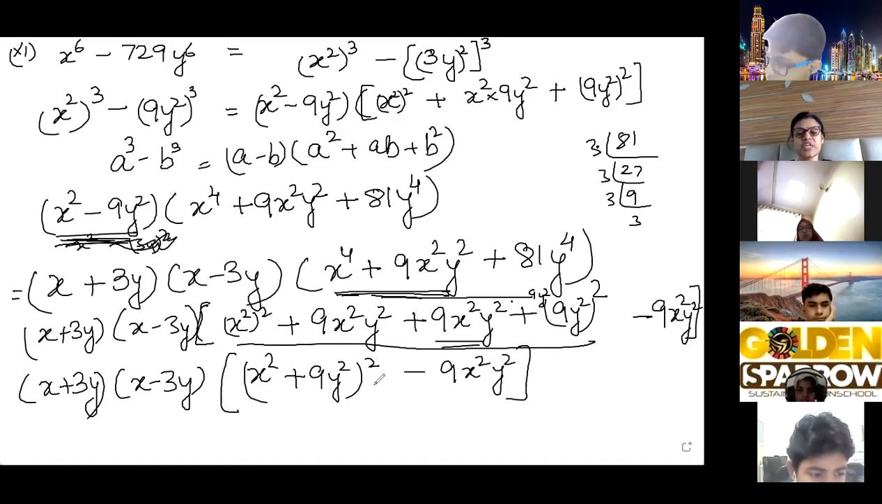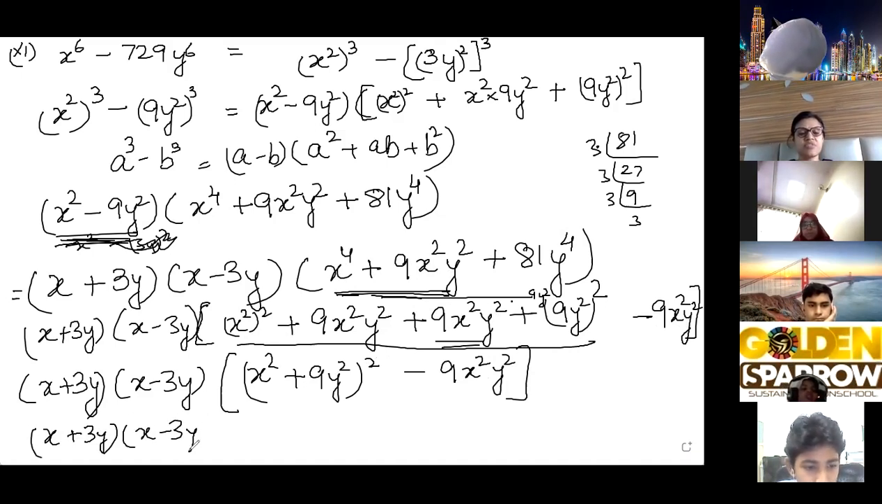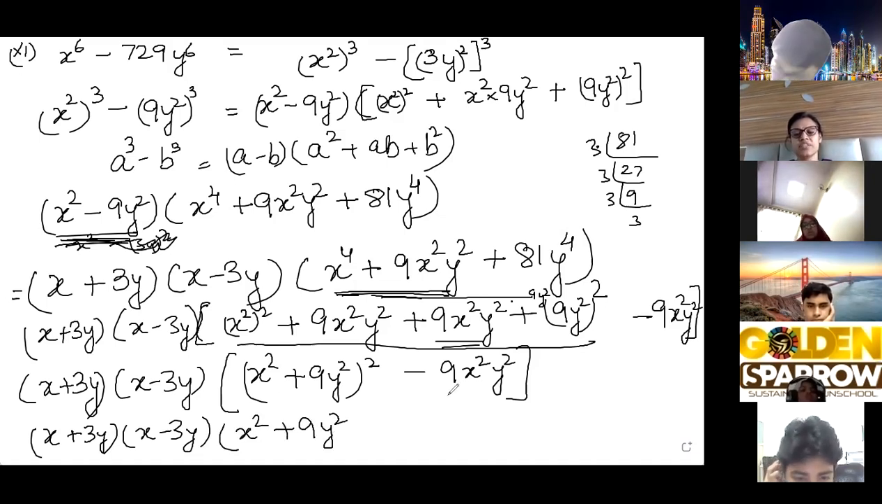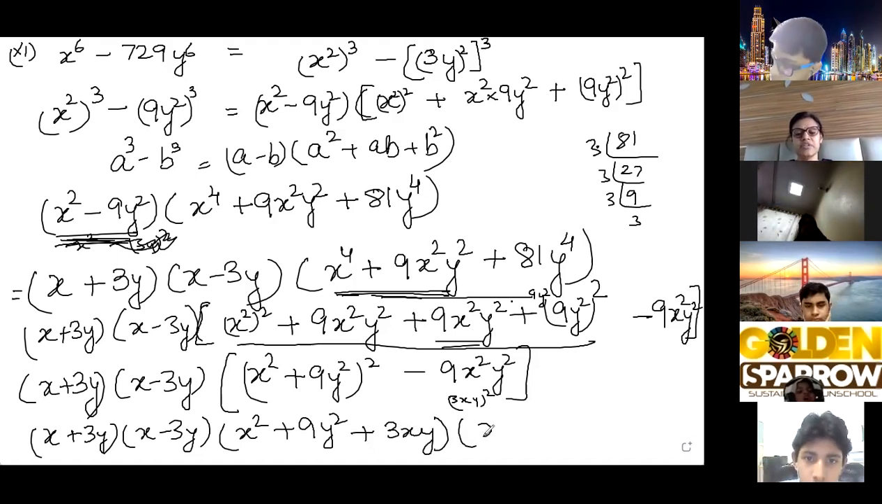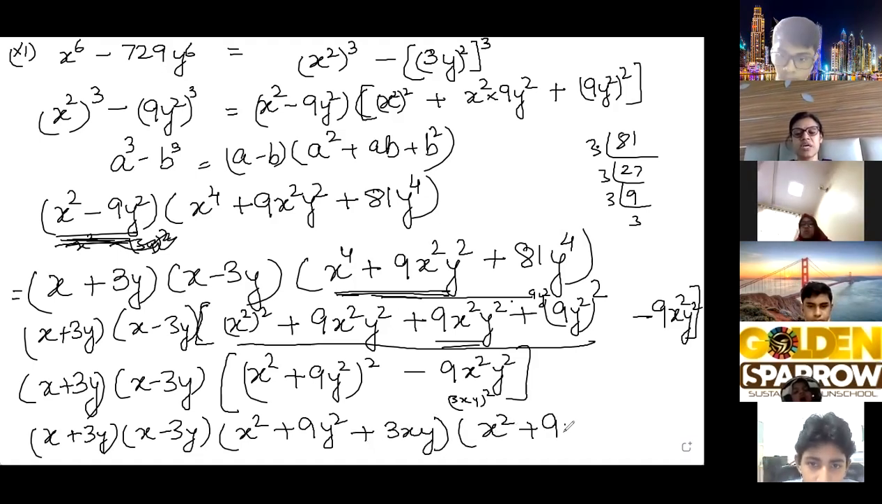Now further it is a square minus b square formula. So again do it, a square minus b square formula. So we'll do again x minus 3y, and then it is x square plus 9y square and this is 3xy whole square. Okay, so plus 3xy, and here it is x square plus 9y square minus 3xy.